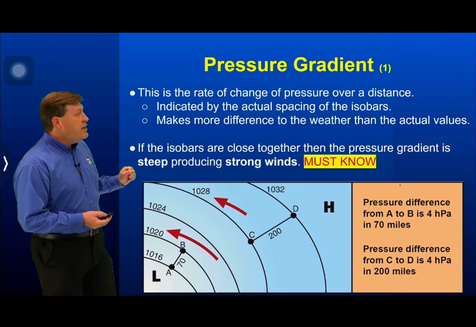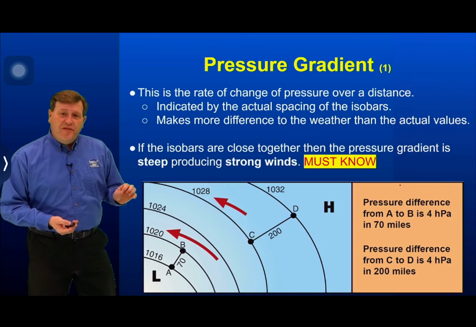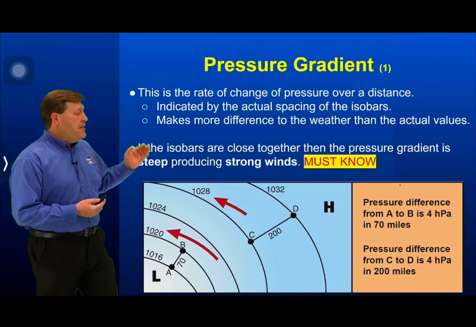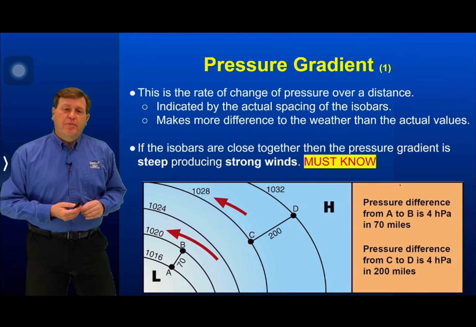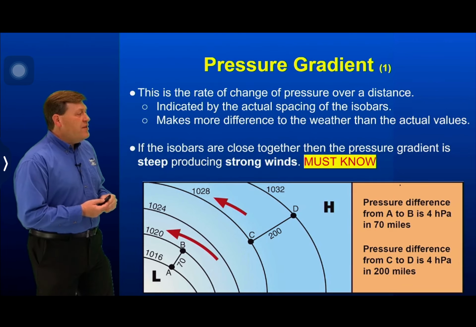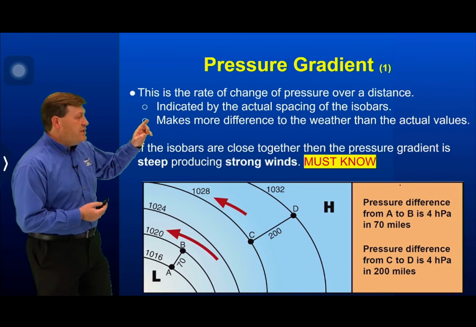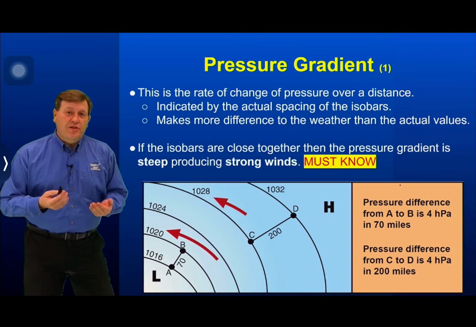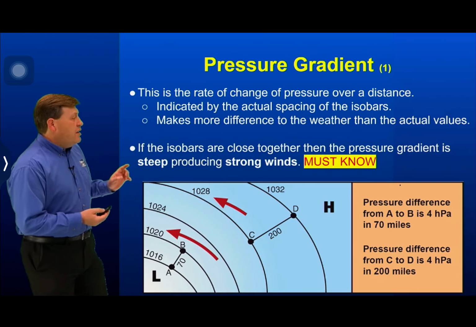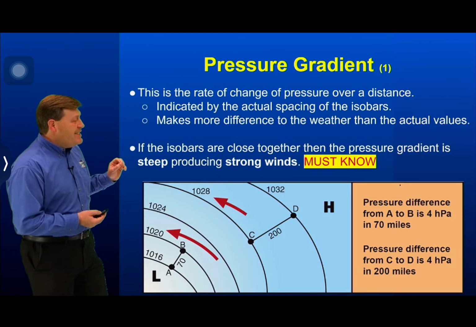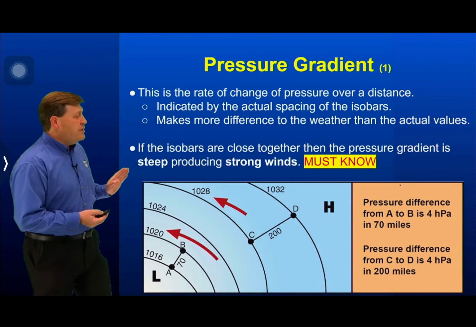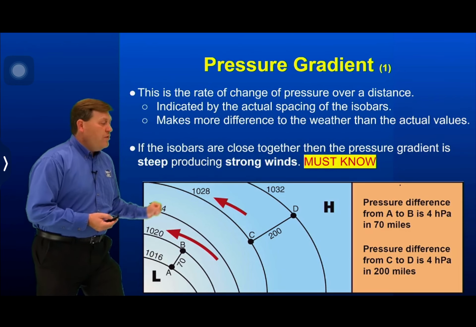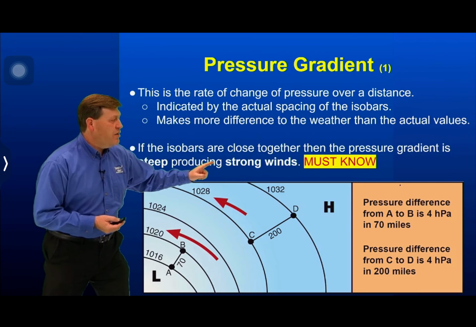So this diagram here is another example of showing you the pressure gradient and its effect on winds. Pressure gradient is technically the rate of change of pressure over a distance. It's indicated by the actual spacing of the isobars. And it makes more difference to the weather than the actual values that we see here. I'm going to come back to this statement in just a moment. What you need to remember when it comes to reading a weather chart, if the pressure gradient is strong, the isobars will be close together. If the isobars are close together, then the pressure gradient is steep and it's producing strong winds. Okay, so this term here, pressure gradient is steep, so that's where they're tightly packed. Just like right here, we have strong winds right at that location.